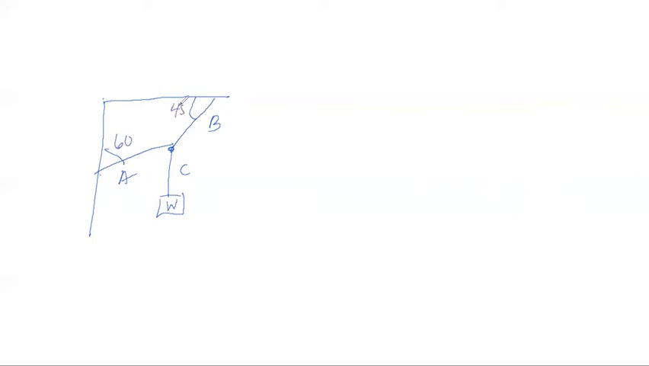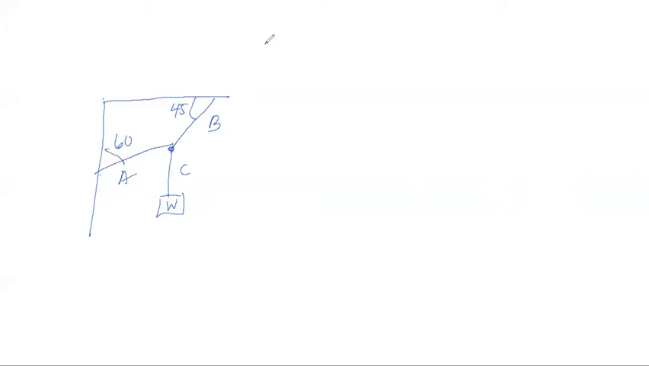Now, part B looks something like this. You've got a corner here. You've got that angle, and you've got this angle. This is B. This is A. That's C. And this is W. And this angle is 60, and this angle is 45. Let's go ahead and solve this.